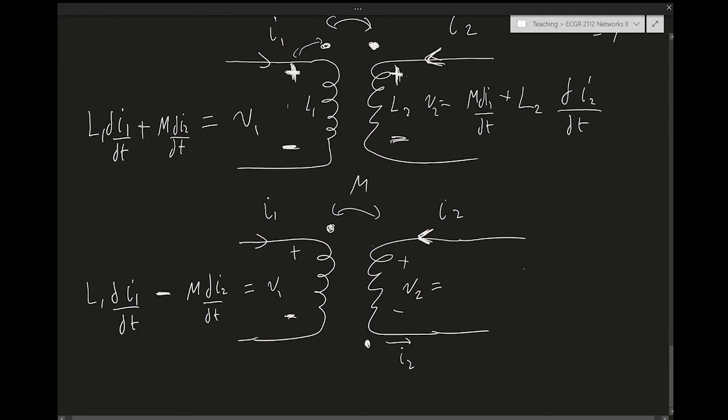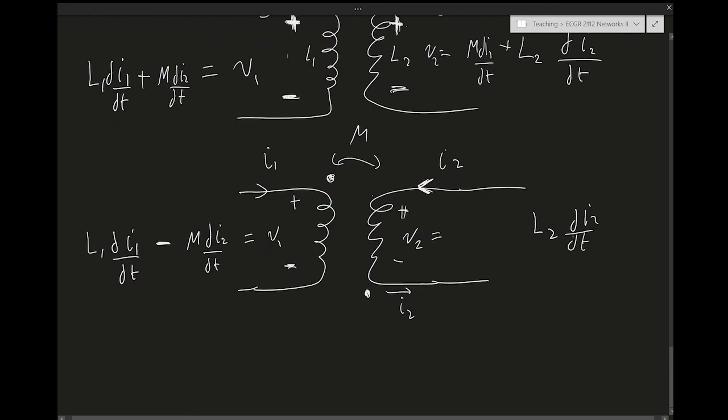So there's again the very easy self term, right? I2 is going into the positive sign, so it becomes L2 di2 by dt. That's the self-inductance term. And then we have M di1 by dt. That's the mutual term. Now, is this positive or negative? Well, let's check. Current I1 is going into the dot, so that means I1 is positive, remains positive, right?